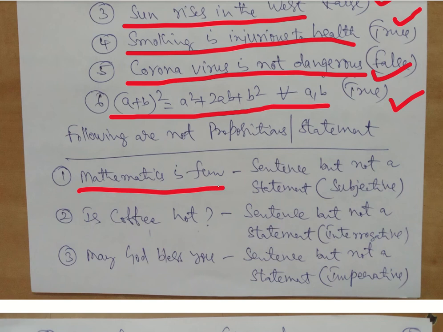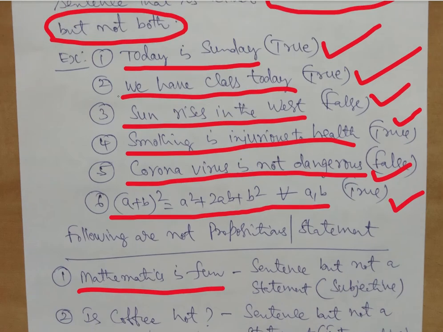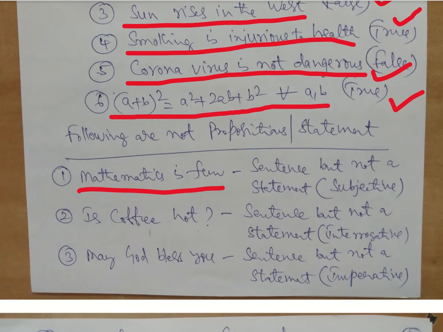But if you look at the previous sentences, it doesn't matter who we are. These statements are decisive and we will get a proper value, either true or false, for all. But the sentence you are taking right now, "mathematics is fun," is a subjective statement. So I cannot attach any true or false value to this. So it cannot be a valid proposition or a valid statement.